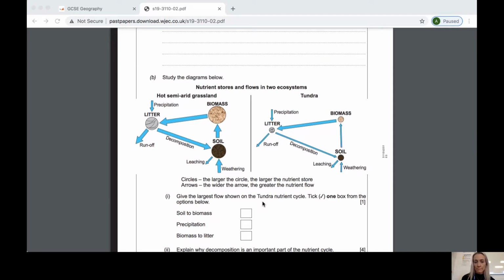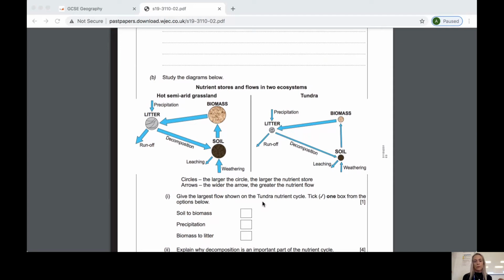It doesn't support life. Okay, now because of that, your litter is a lot more in a hot semi-arid grassland because there's more plants to shed their leaves. But in the tundra, you've only got grass, so there's not going to be any plants to shed leaves and drop leaves on the ground. So the litter's a lot smaller too. And because of that, there's not much decomposition that happens, especially in the tundra. It's too cold for decomposition. The leaves or any litter on the ground just freezes and doesn't decompose very well. So it doesn't give nutrients to the soil.